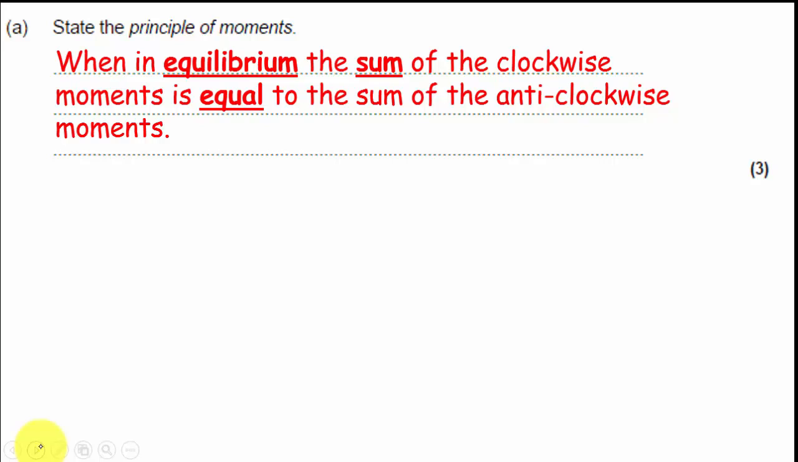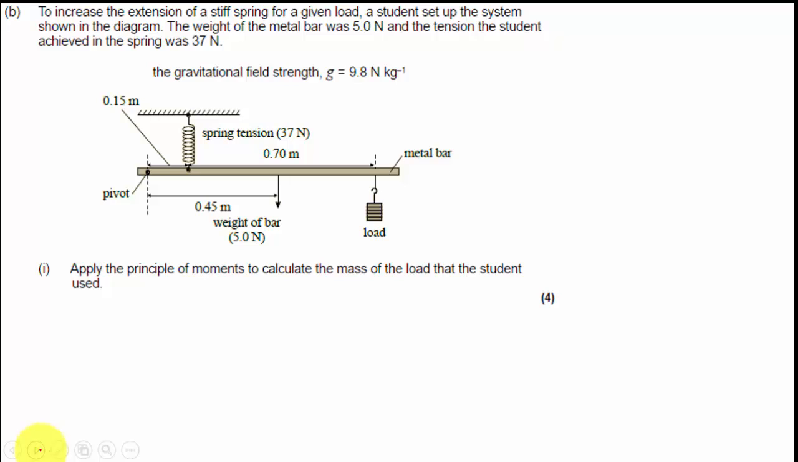Just a note here: in the examiner's report on this question, people didn't mention that it was the sum, and they weren't explicit that when something is in equilibrium, the sum of clockwise moments will be equal to the sum of anti-clockwise moments. So that bit should have been relatively straightforward. If you're struggling with it, it's a case of literally just memorizing the definitions.